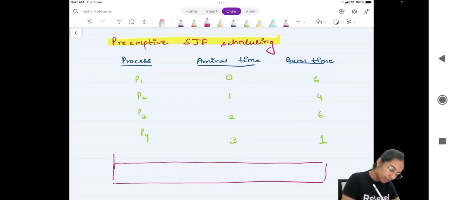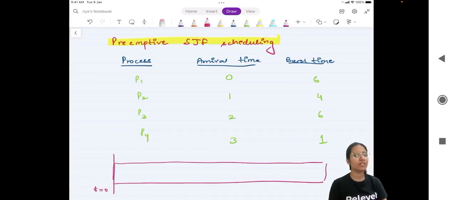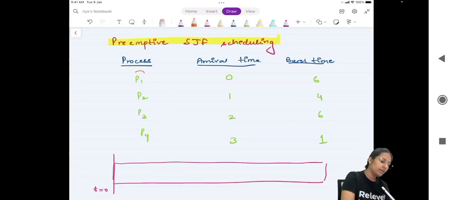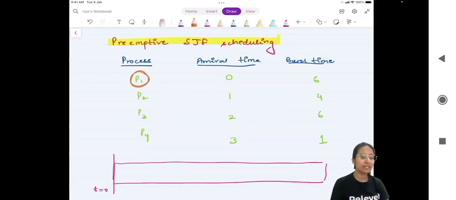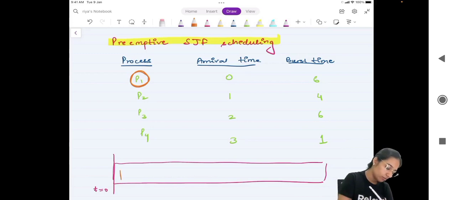This is at t equal to 0. So at t equal to 0, there is only one process, P1, correct? There is only one process P1 in the ready or the waiting queue. So what we will do is, as it is the only process, we will execute it.